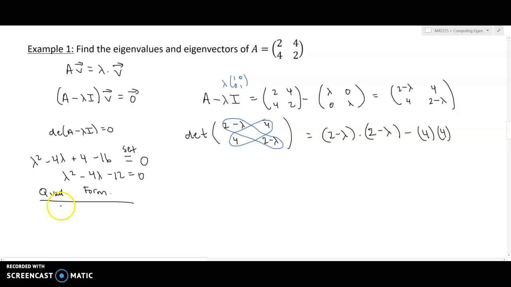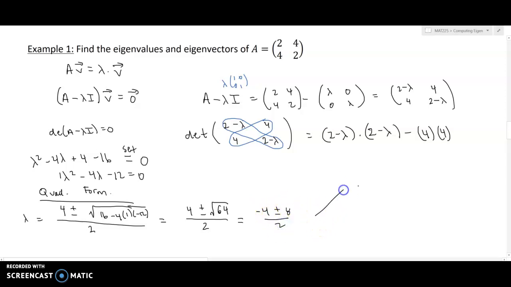So negative b, so negative 4 plus or minus, this is lambda equals the square root of negative 4 squared minus 4a times negative 12 all over 2a, and the a value is 1, so this is just over 2. And this comes out to 4 plus or minus 16. This will be plus 48, which will be 64. So the square root of 64 all over 2, which comes out to 4 plus or minus 8 over 2. And so this gives us 2 lambdas.